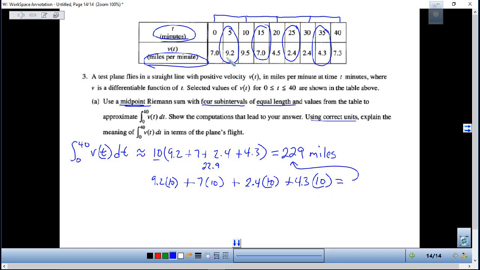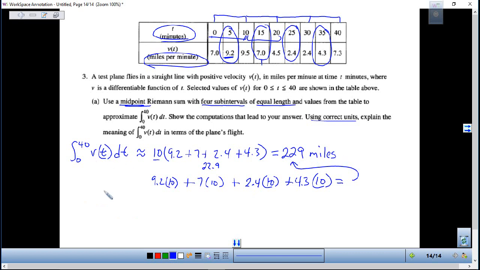But what we did there is we broke it up. There's the height, there's the width. There's the height, there's the width. And we did rectangle after rectangle after rectangle and then added the rectangles together instead of adding all the heights and then multiplying by the width at the end. Either one of these gets the same answer.